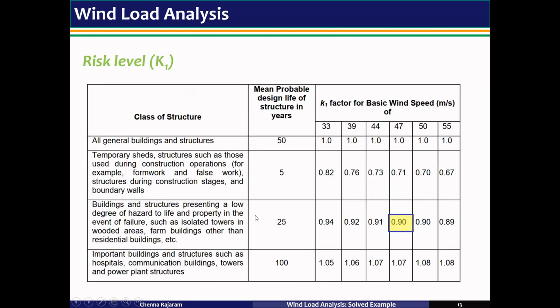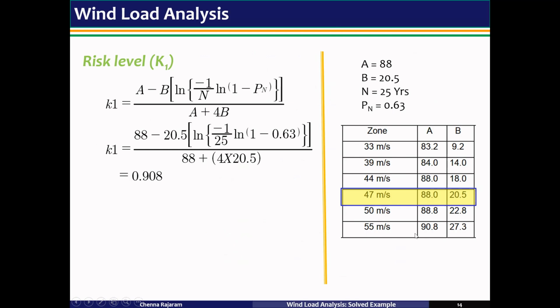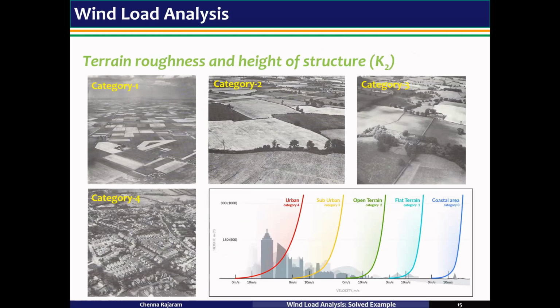Now you can see the value for 47 meter per second basic wind speed and 25 years mean probable design life of the structure, the value is 0.9. Like that, we calculate for each class of structures and for various basic wind speeds. Second one, terrain roughness and height of the structure, that is K2.